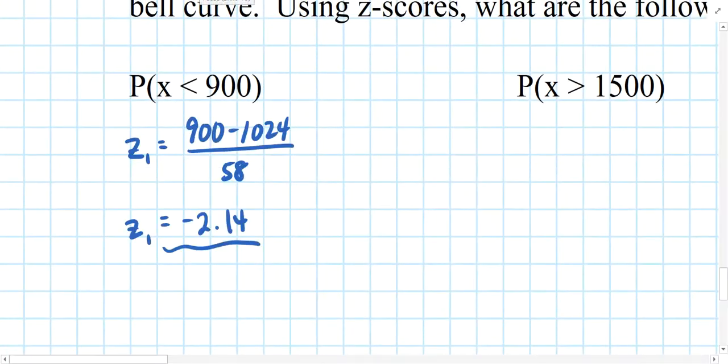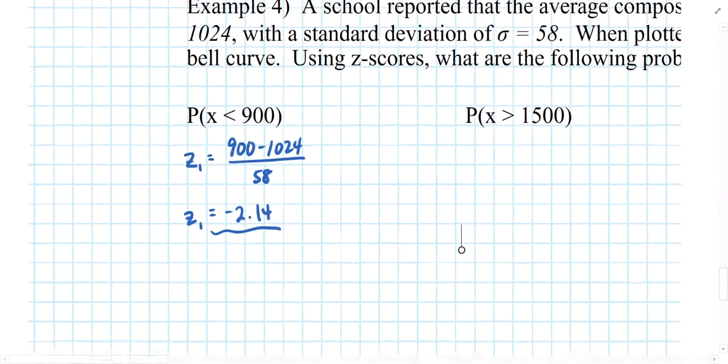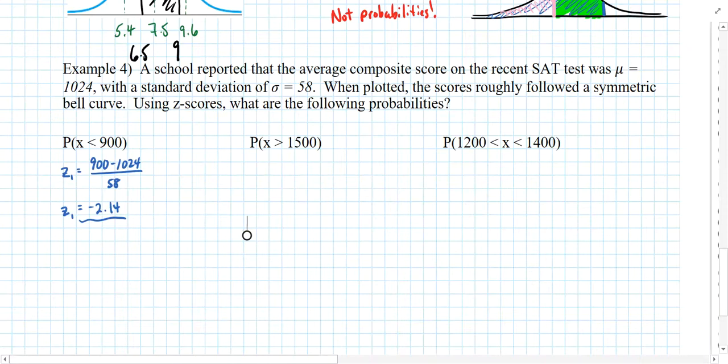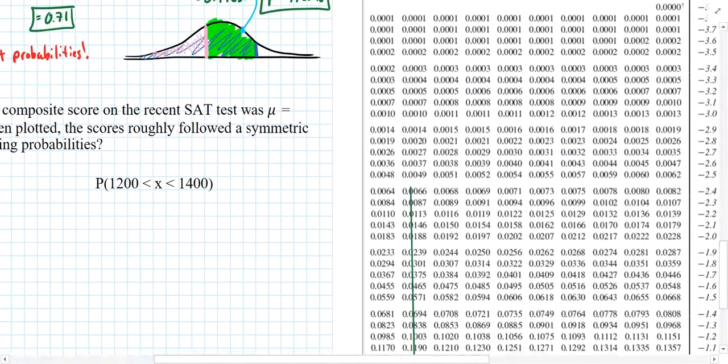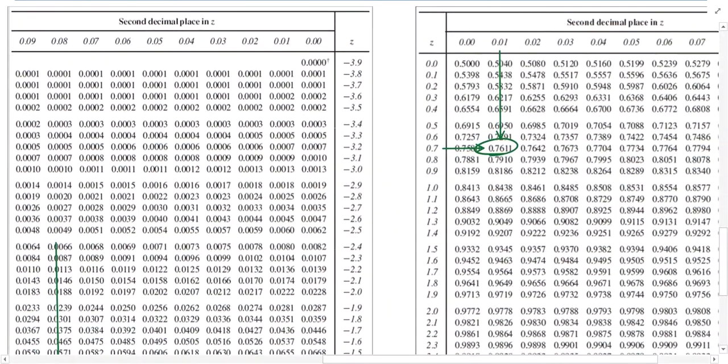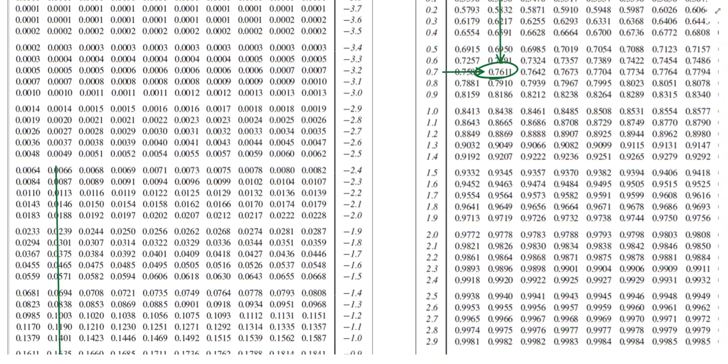The variable 900 converts to a negative 2.14 z-score. Which is a 0.0162, or 1.62% chance of occurring.